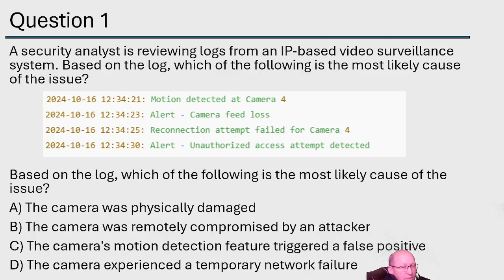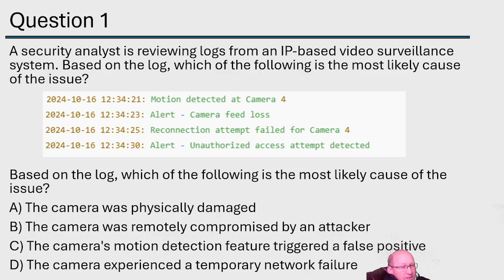B, the camera was remotely compromised by an attacker. That also is a possibility, right? Another good answer. We see, again, the log indicates that an unauthorized access attempt was detected. And so B is a possibility as well. C, the camera's motion detection feature triggered a false positive. Well, no, that's not the case. We see the unauthorized access attempt, probably not something that would be there. And we see a reconnection attempt. And so probably not going to be C.